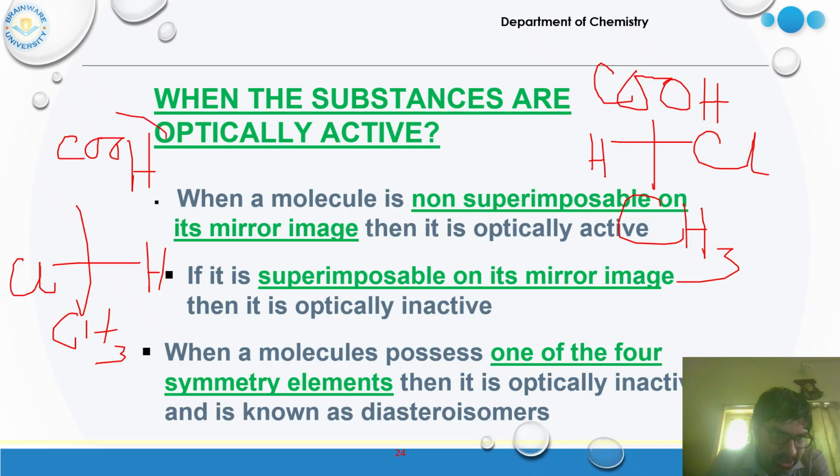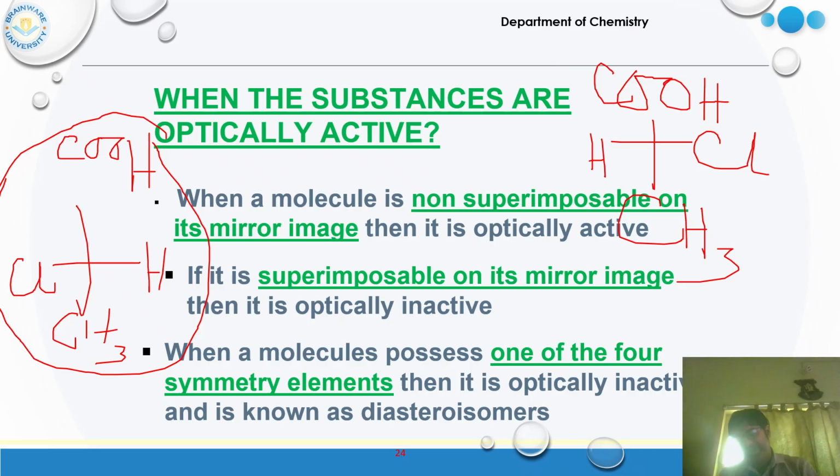This is known as a non-superimposable mirror image. So when the molecule produces a non-superimposable mirror image, it is known as optically active.